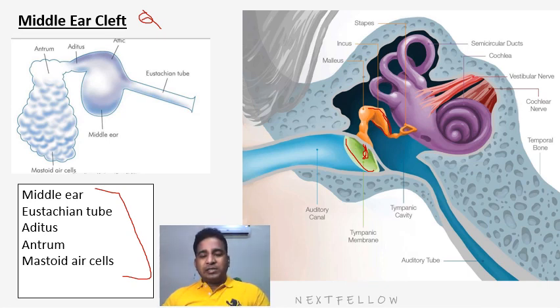So we can see this is the inner ear, where we can appreciate the semicircular canals, the cochlea, and midway we can appreciate the oval window, round window, and medially there is the utricle and saccule. So understood? This is the eustachian tube into the middle ear. It is a part of the middle ear cleft, and this eustachian tube opens up into the nasopharynx, just behind the posterior end of the inferior turbinate.